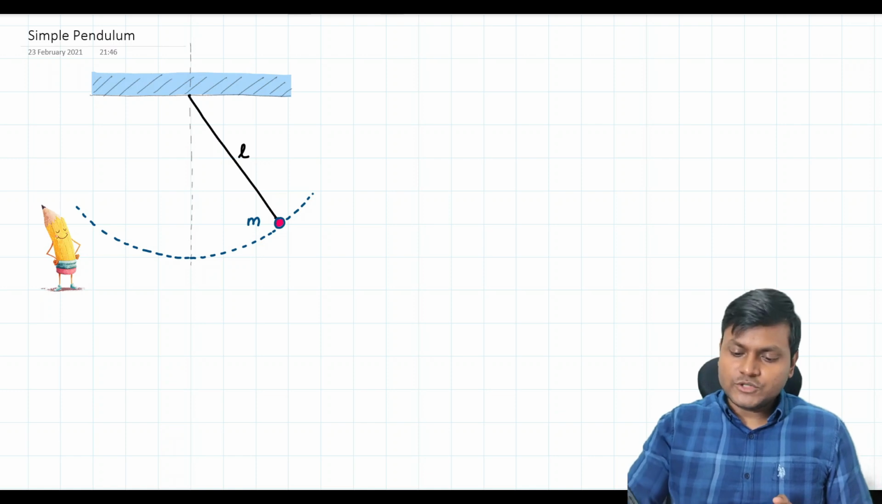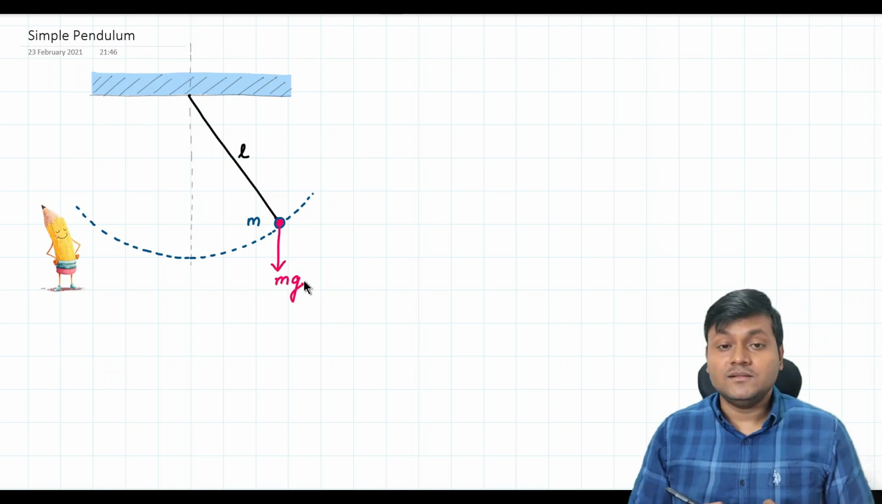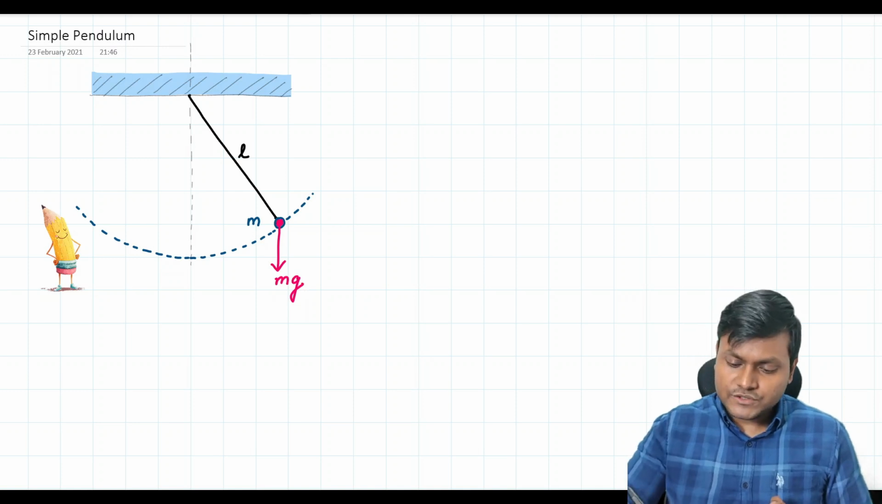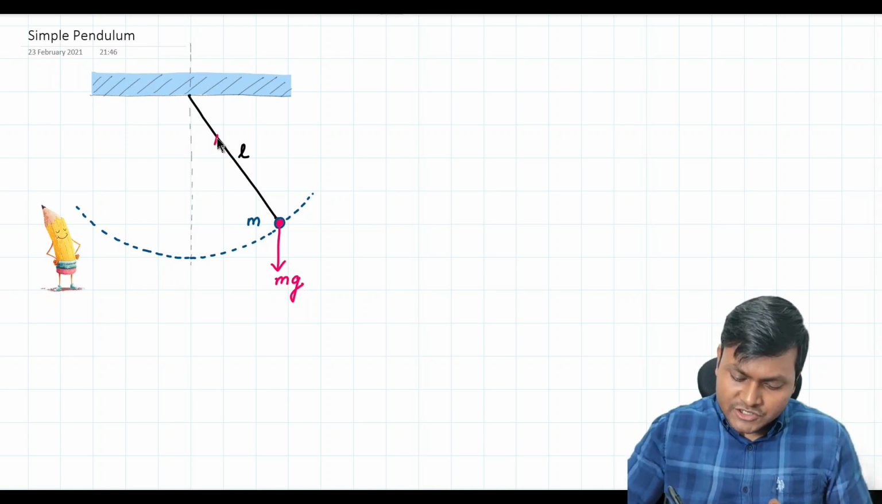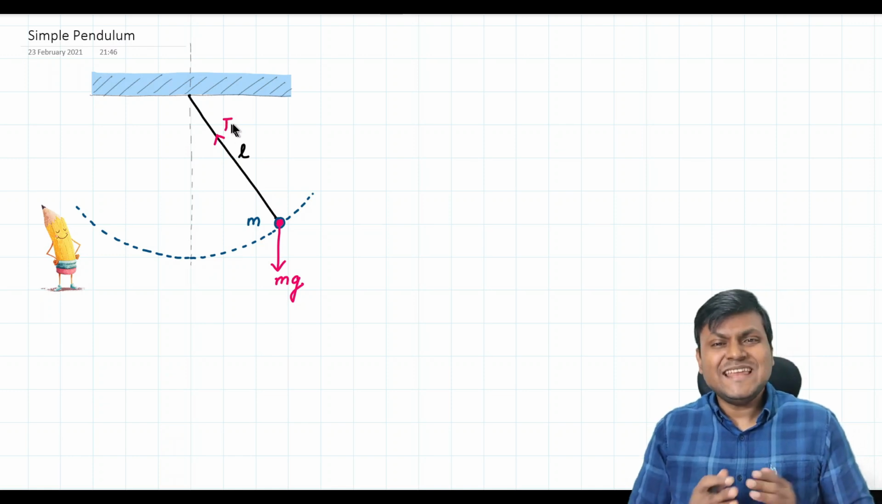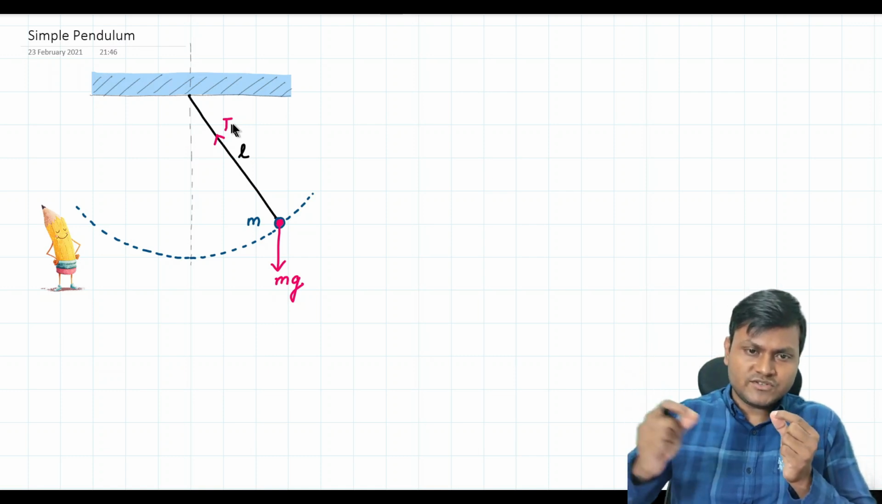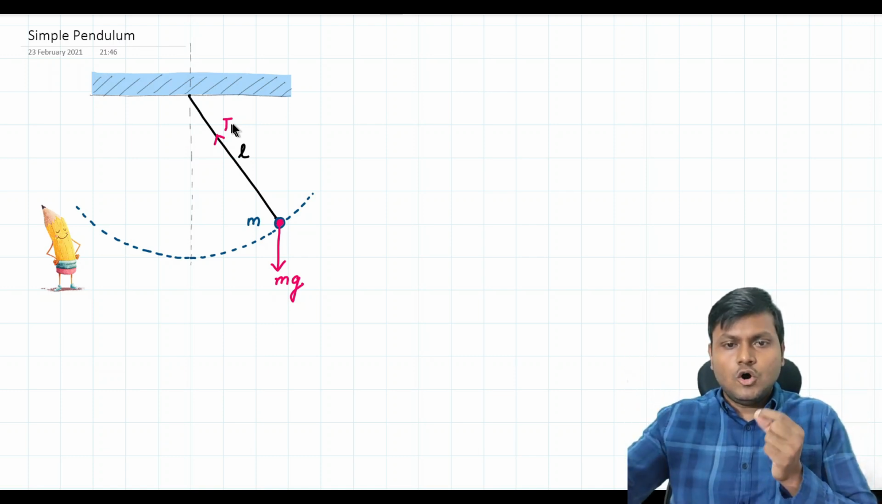Now, what is the most obvious force in this kind of a situation? Well, the most obvious force is the force of gravity, which is mg acting downwards. There is a force which is the force of tension. The tension is existing there because the massless string is inextensible, and it is because of this tension that the pendulum's motion is restricted to the arc of a circle.